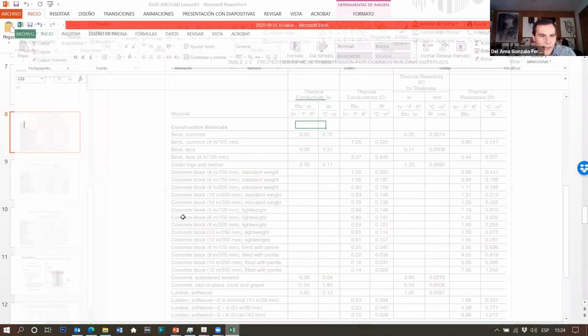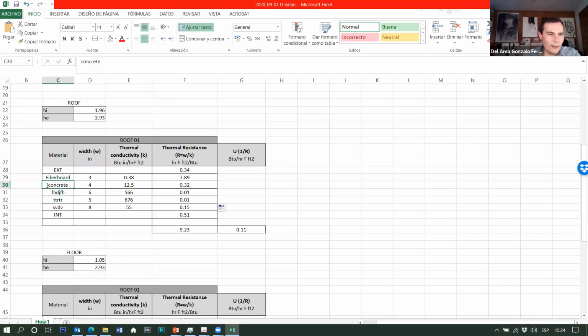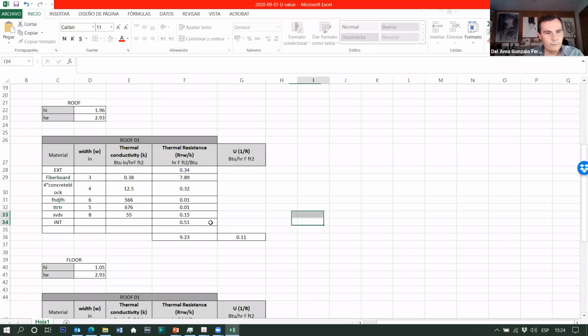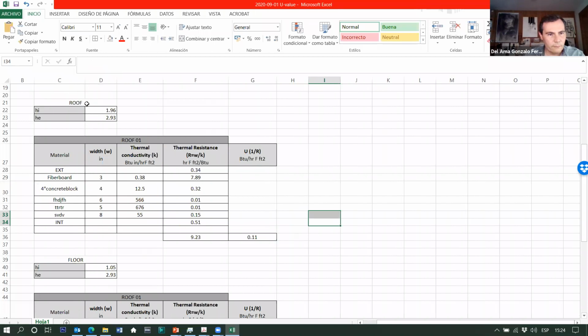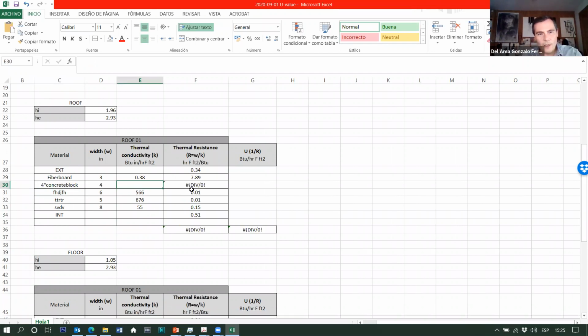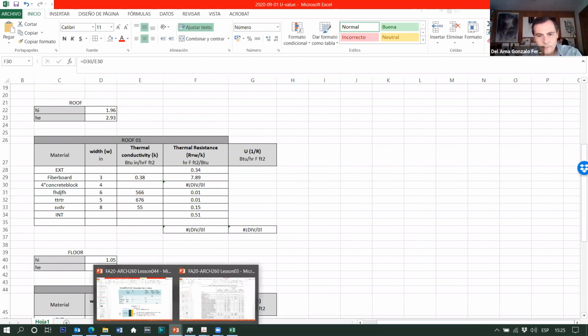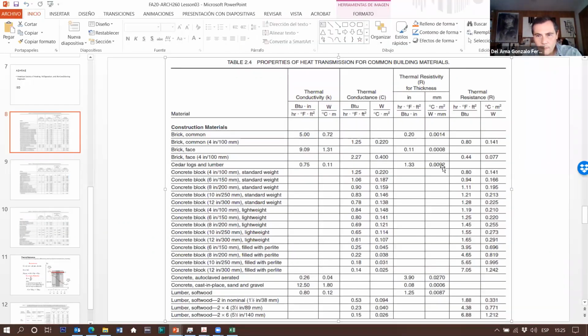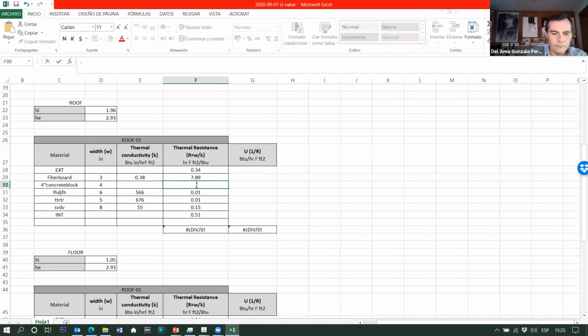So that means that if we are using a 4-inch concrete block, we don't need this thermal conductivity. We need to type here directly 0.8. You understand?